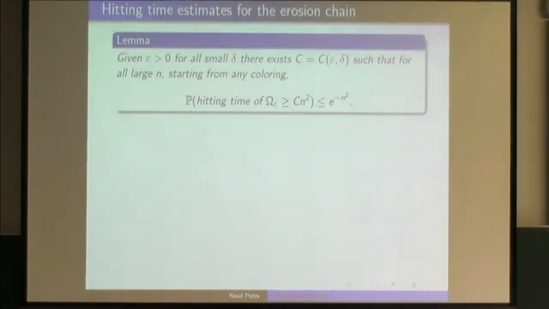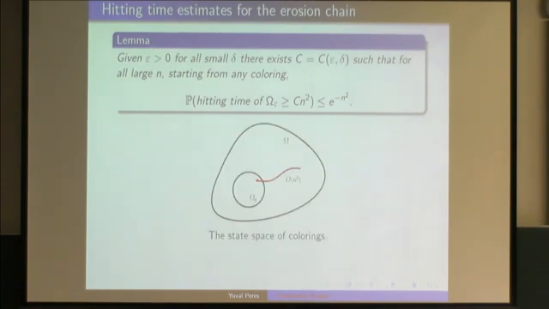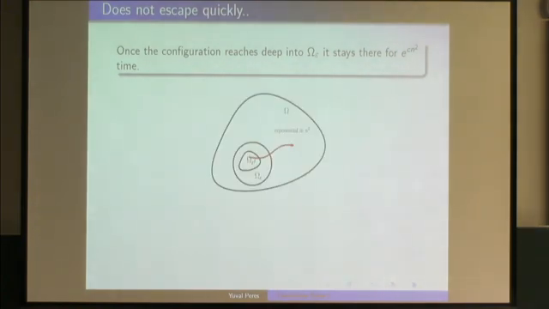Once we're there, the rest is much easier. We can then use the Lyapunov function to find that the heating time of omega epsilon will be order n squared with high probability, no matter where we start, just using the fact that this Lyapunov function keeps increasing. And so starting from any coloring, the process hits omega epsilon quickly. On the other hand, if we are in omega epsilon prime for suitably small epsilon prime, again, we will also hit omega epsilon prime quickly.